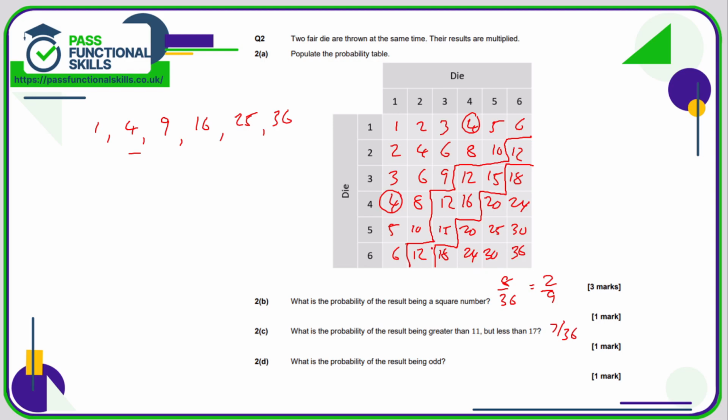And what's the probability of the result being odd? Well, let's just go around. You'd think it might well just be 50%, but there's no guarantee given that we're doing a lot of multiplying here. So how many odd numbers are there? 1, 2, 3, 4, 5, 6, 7, 8, 9. So that is 9 out of 36, and that can be simplified to 1/4.